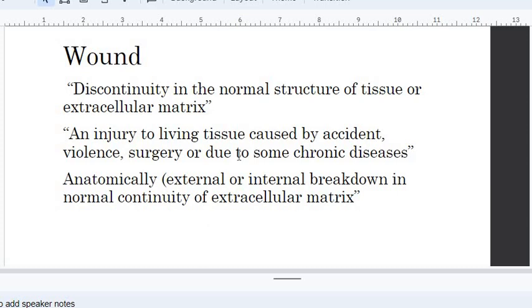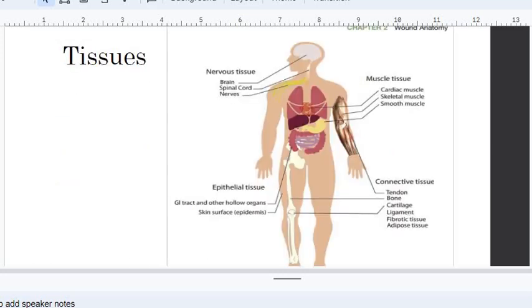In any or every type of wound, the tissue gets damaged. An injury to the living tissue caused by accident, violence, surgery, or due to some chronic diseases. Anatomically, the definition of a wound is an external or internal breakdown in the normal continuity of the extracellular matrix. So the basic definition of a wound is based on injury to the living tissue. Whenever there is damage to the tissue due to any reason, it means that there is a wound at that respective area. So to understand this, we need to know the types of tissues.